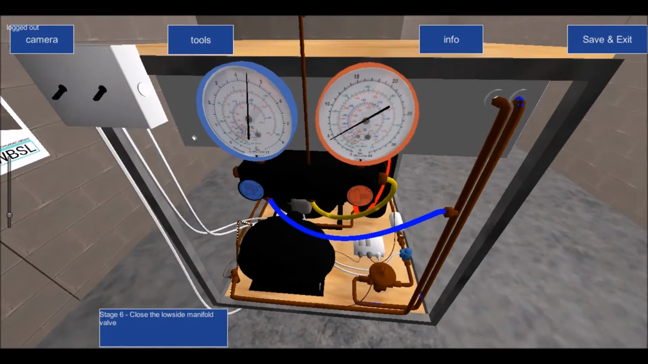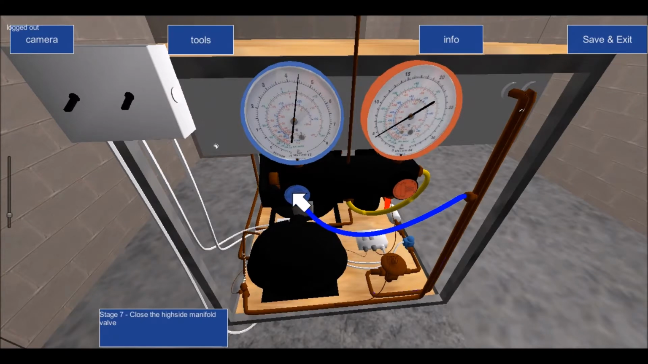Then when we have that done, we close our manifold, because if we don't close this manifold, we have high and low side exposed to each other through the manifold. So we have to close the low side manifold, and equally we close the high side manifold, okay? Now that we have the two valves on the manifold closed, the refrigerant in the high side of the system is only exposed to the high side gauge, and the refrigerant in the low side of the system is only exposed to the low side gauge. It says the purge is complete, so now I close, okay?